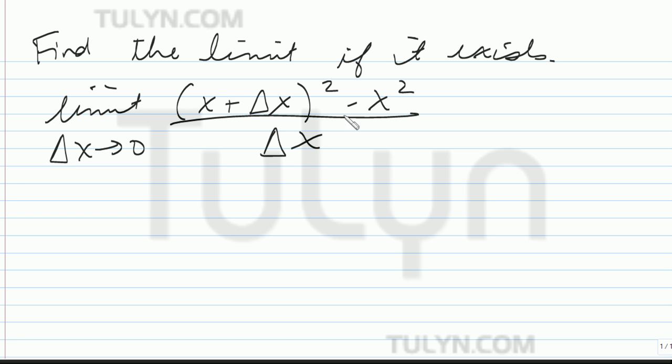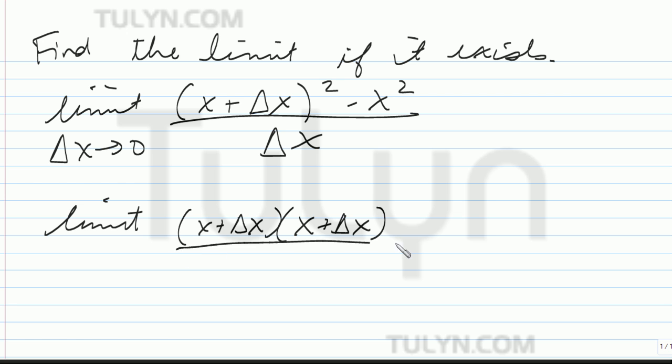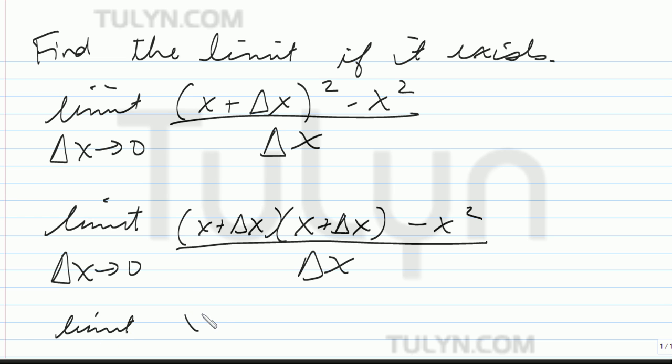So what you're going to do is you have a binomial square, so you're going to use FOIL. The limit of (x plus delta x) squared, that's going to be seen twice because anything to the second power is multiplied twice, minus x squared over delta x as delta x approaches 0. So first, inner delta x times x, outer x times positive delta x, last delta x times delta x, right? That's this part right here.